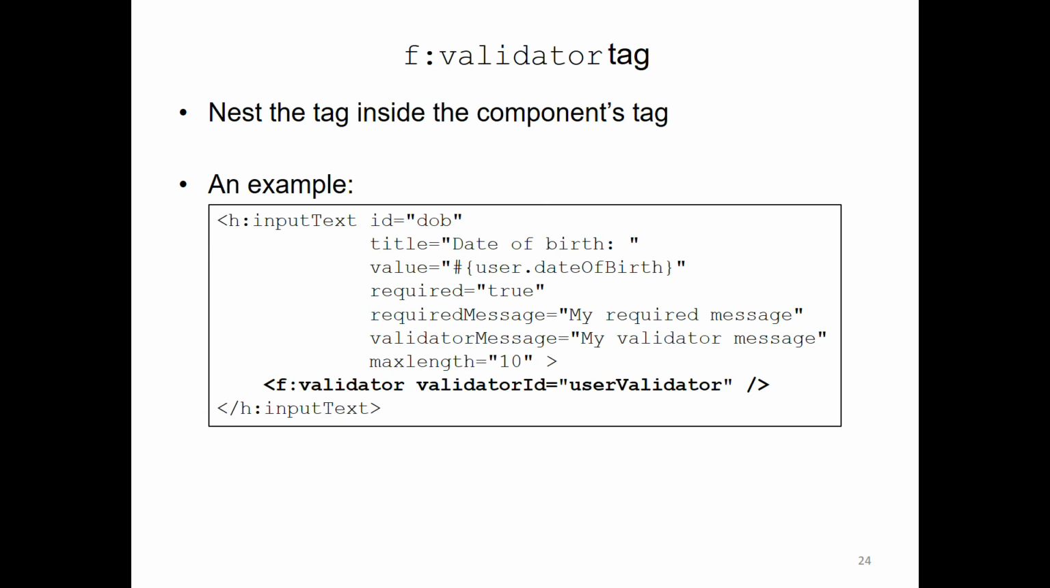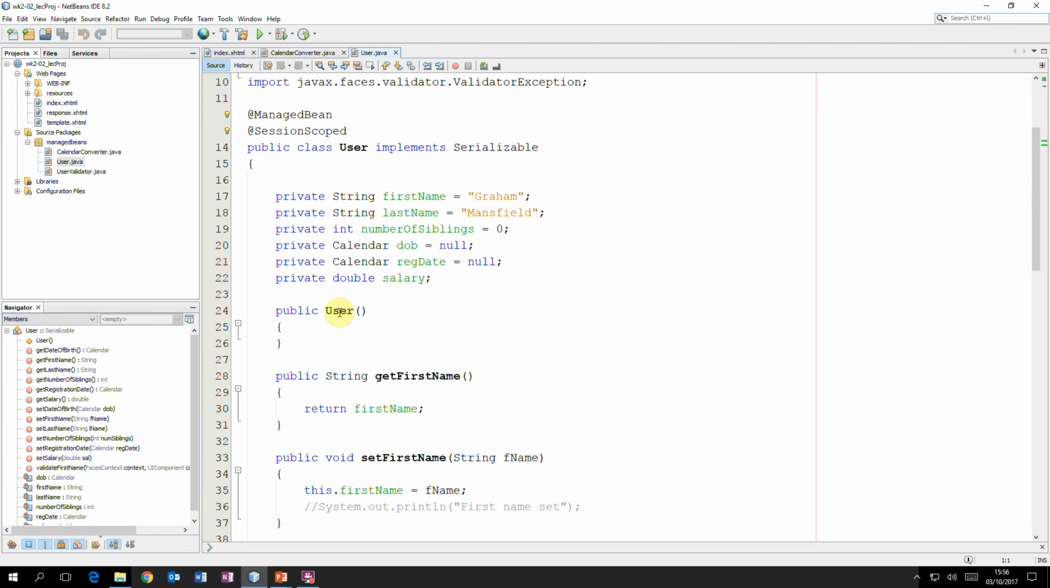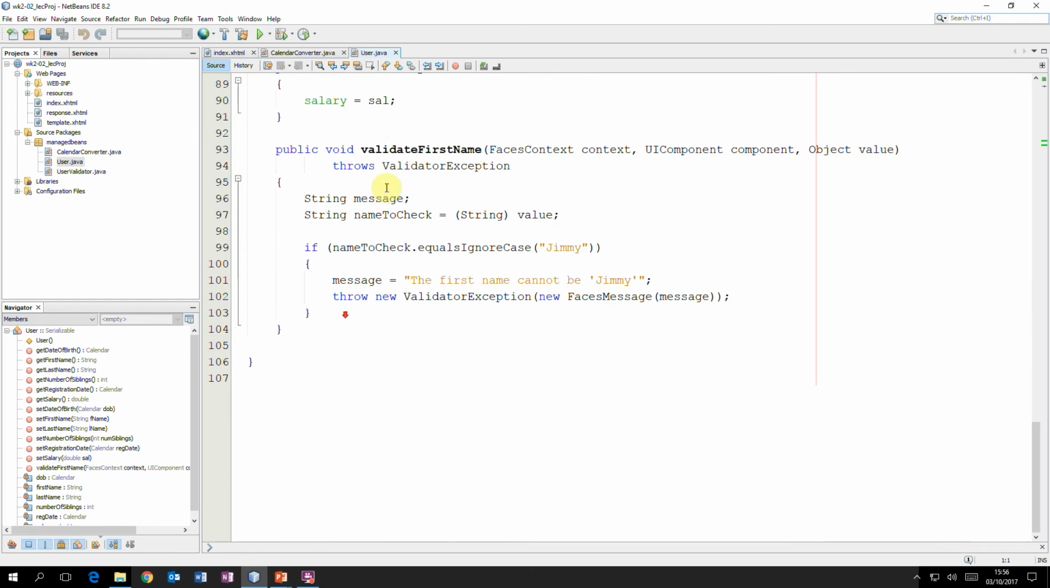We can also use a validator tag, and again, validator ID equals, just like with a converter, we're specifying the ID that has been assigned to a validator bean. And we can see examples of that in our code. First of all, in the user backing bean, right down at the bottom, we've got a validate first name. It must have this interface. So that list of parameters, it must be able to throw a validator exception, and it must return void.